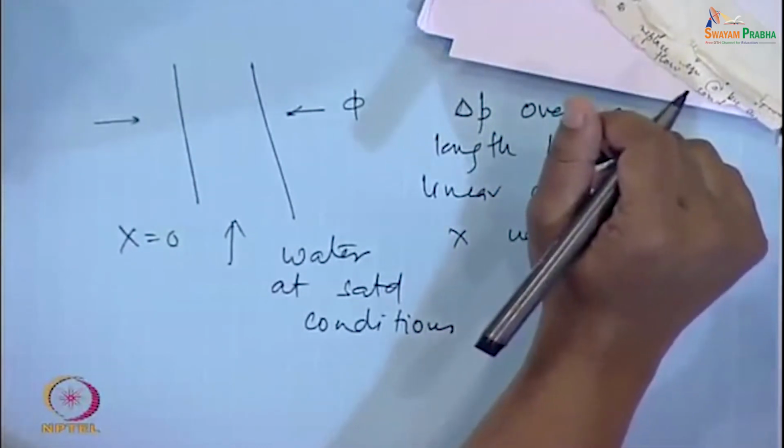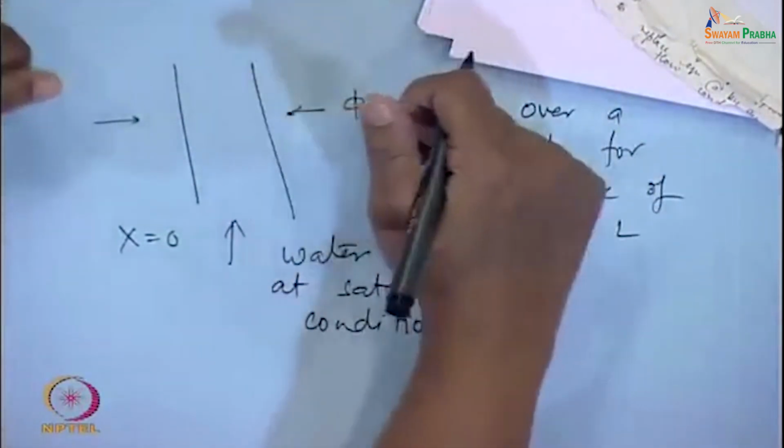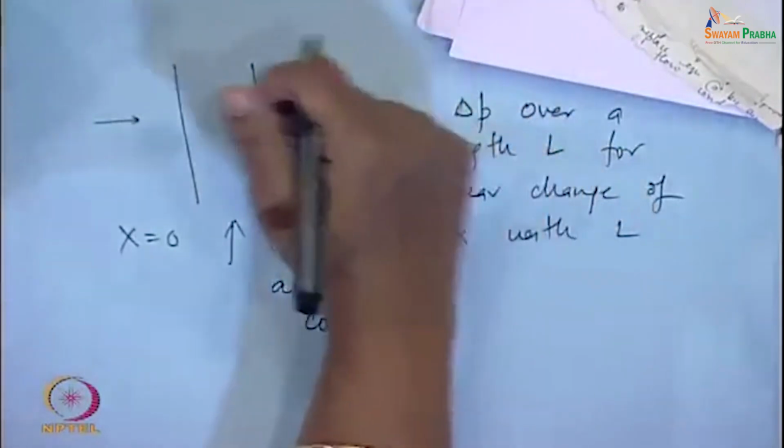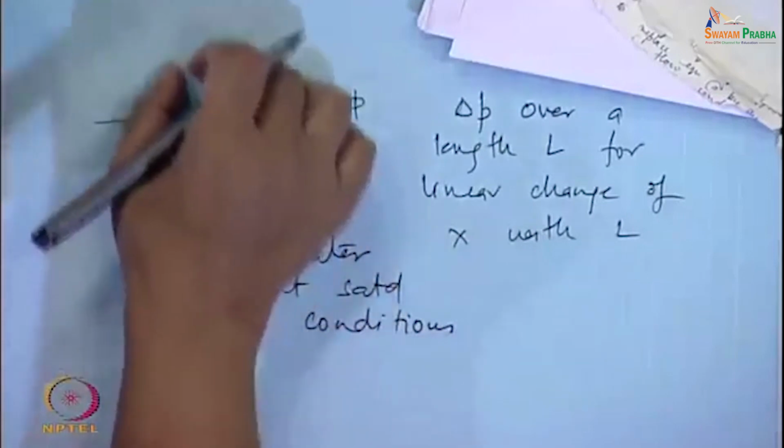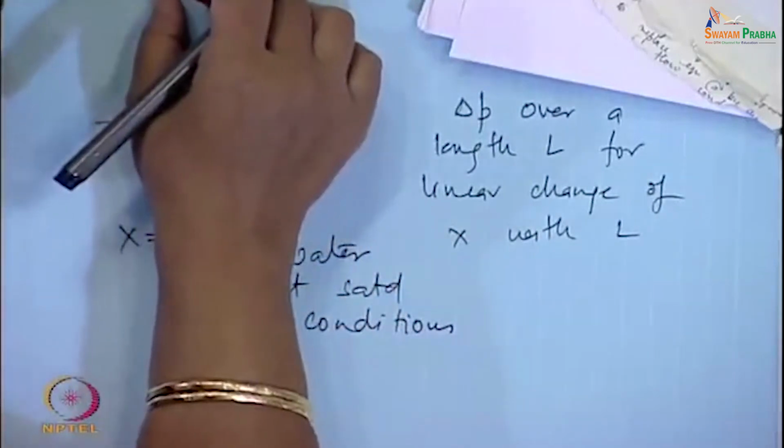That means x equal to 0, but the moment it enters, since there is a constant heat flux, under this condition some amount of vaporization starts, and as we go up the quality of the mixture increases, and gradually we get a higher and higher quality of vapor liquid mixture.